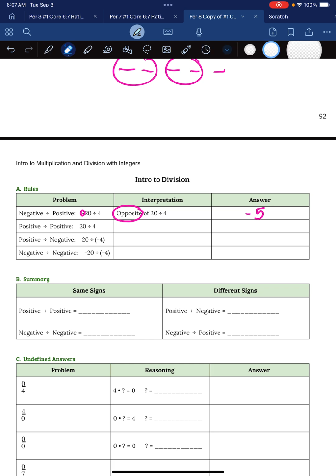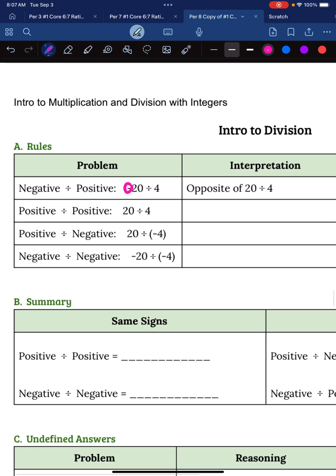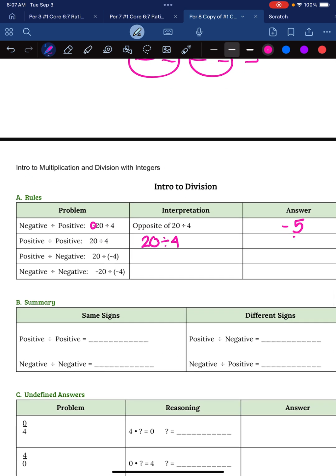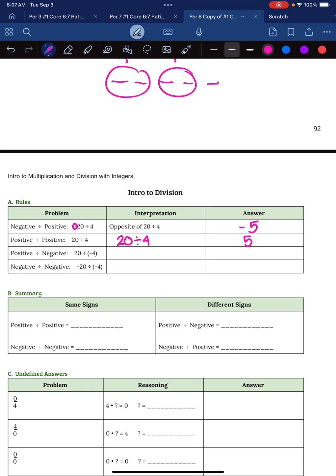All right. So actually, I want to do the next one before I have you start. So the next one doesn't have any opposites at all. It's positive divided by positive. So I'm just writing 20 divided by 4. There's no opposites or negatives. So 20 divided by 4 is 5. In a moment, I'm going to have you pause and fill out the rest of A and B. And then unpause when you're ready to check it over.